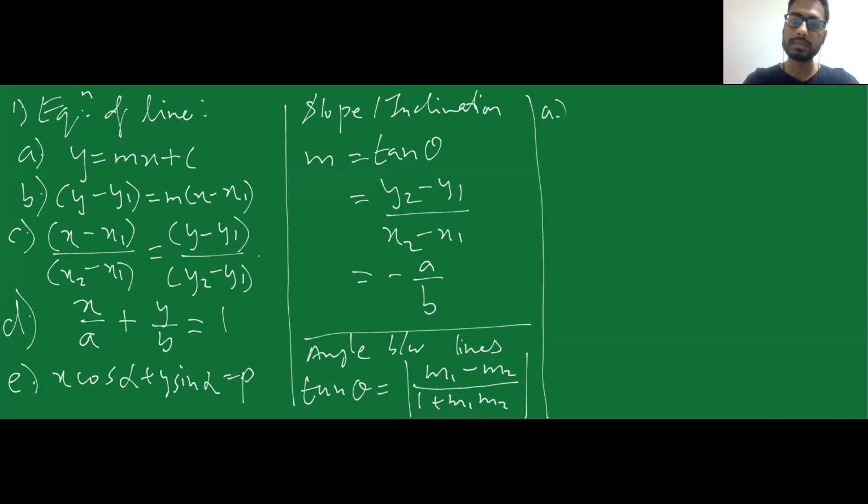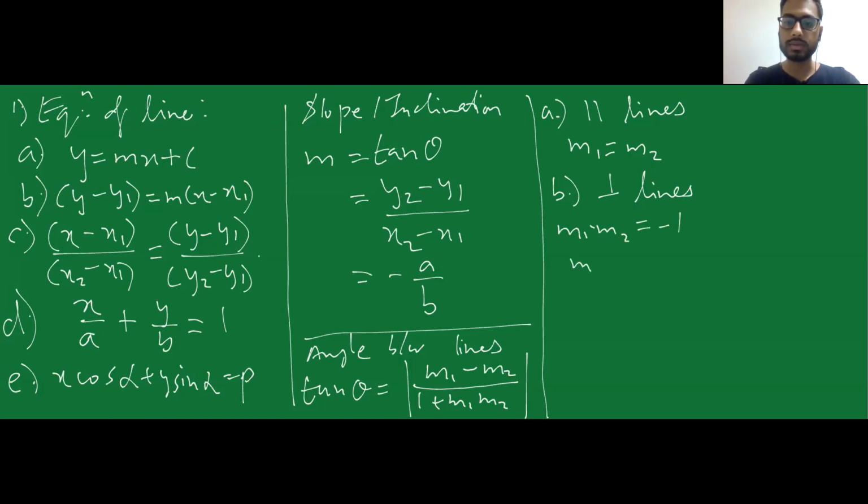We know that if the two lines are parallel, then I can say that their slopes are going to be equal. So m1 is equal to m2. And if two lines are perpendicular, then I can say that m1 into m2 is equal to minus 1, or m1 is a negative reciprocal of my other number. So m1 is equal to minus 1 by m2.